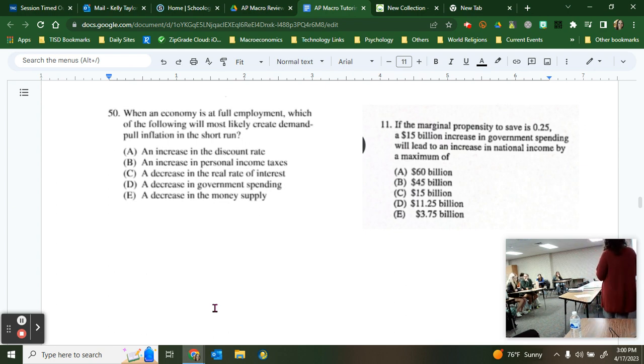Okay. On 11. The MPC is 0.25. There's a 15 billion increase in government spending. This will lead to a maximum of national income by what? What is national income? GDP. Right? Let's write all of the equations that we need to know for MPC and MPS right here.